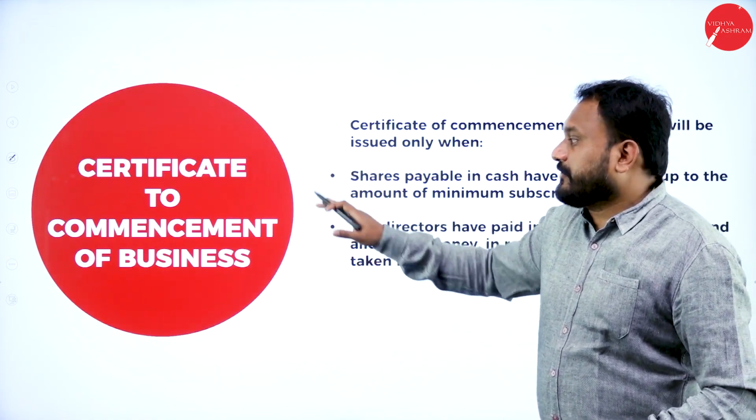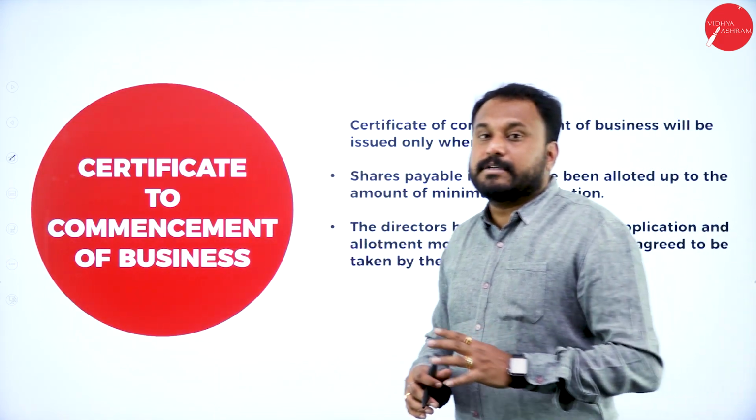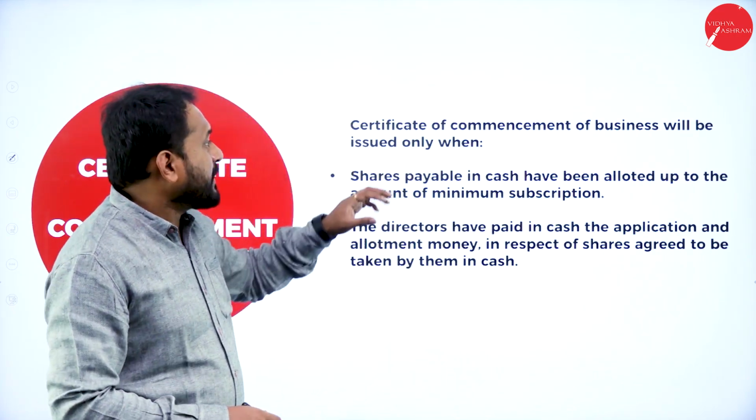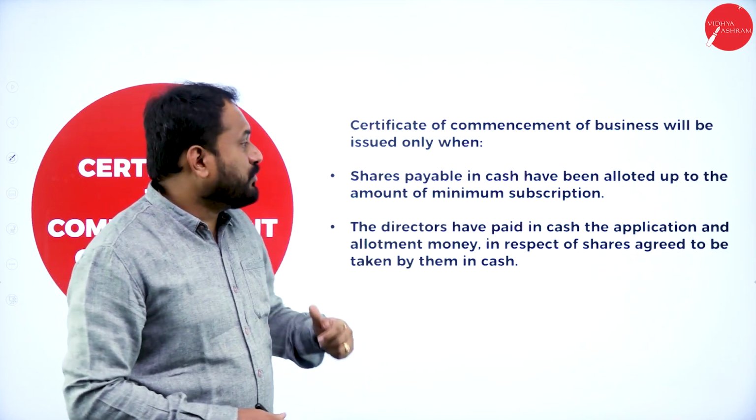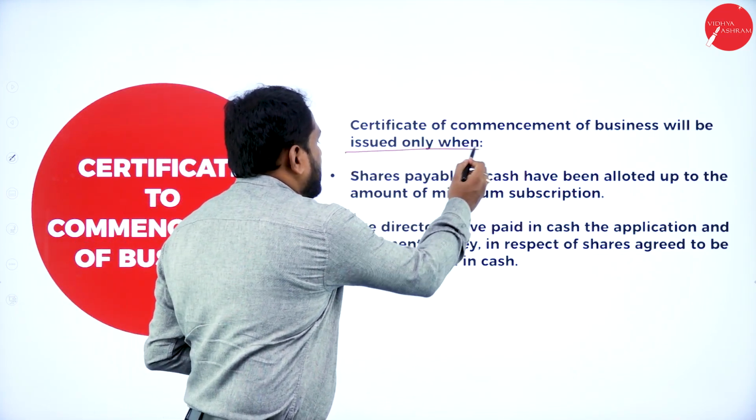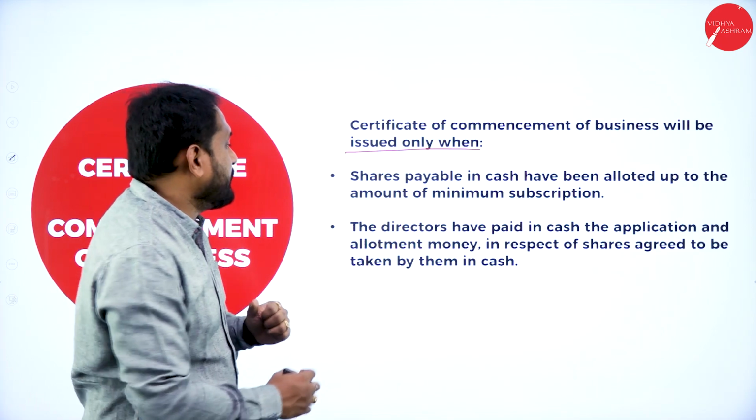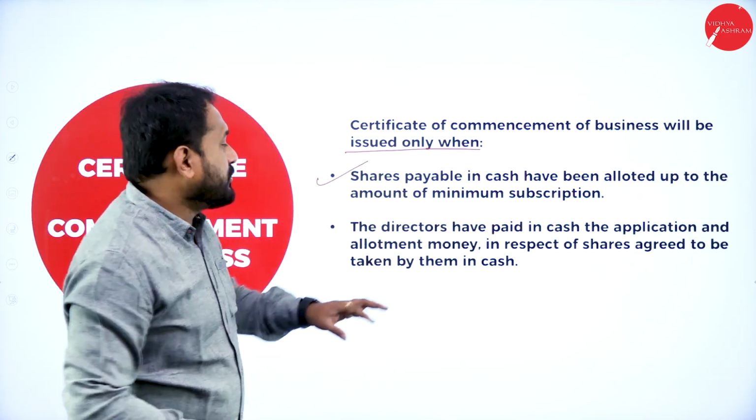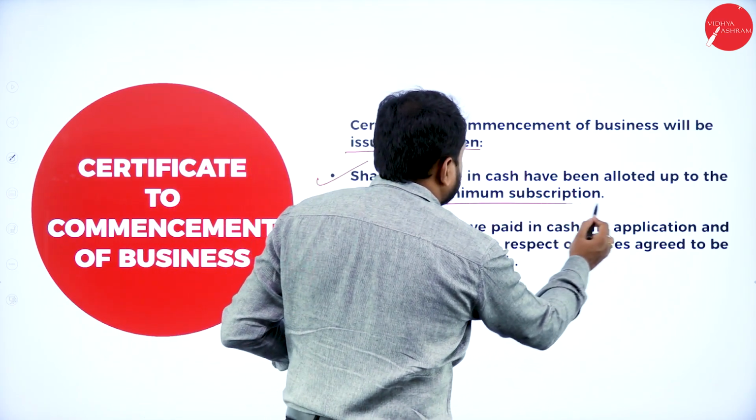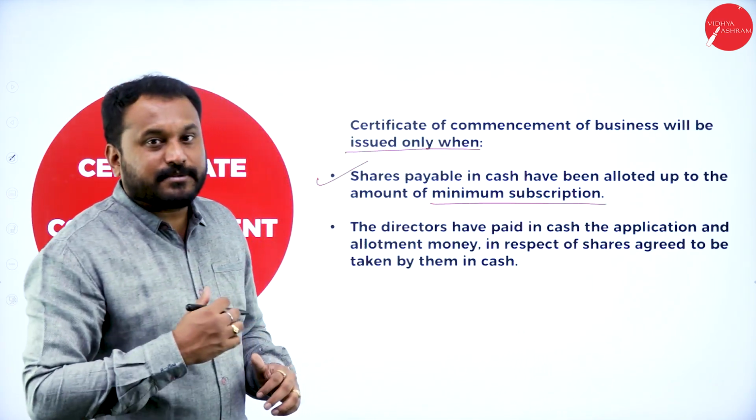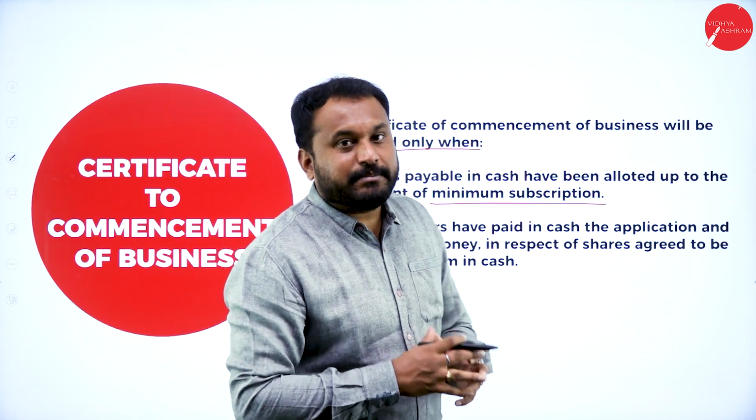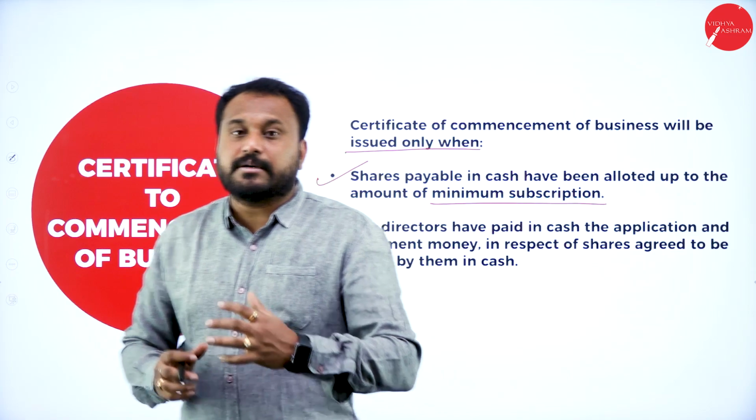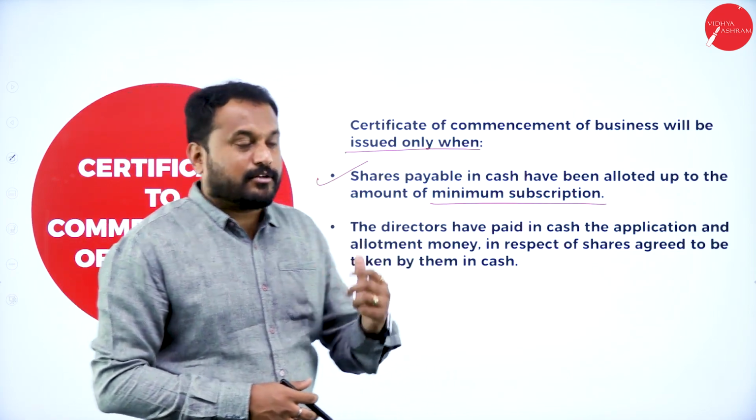Next is the certificate to commence business. Now when you go for a certificate of commencement, what really happens is, the certificate of commencement of business will be issued only when there is a clause. What are the clauses? The first one is, shares payable in cash have been allotted up to the amount of minimum subscription. Now when we go with minimum subscription, for a private company the minimum subscription is 1 lakh rupees, and for a public company the minimum subscription is 5 lakh rupees.